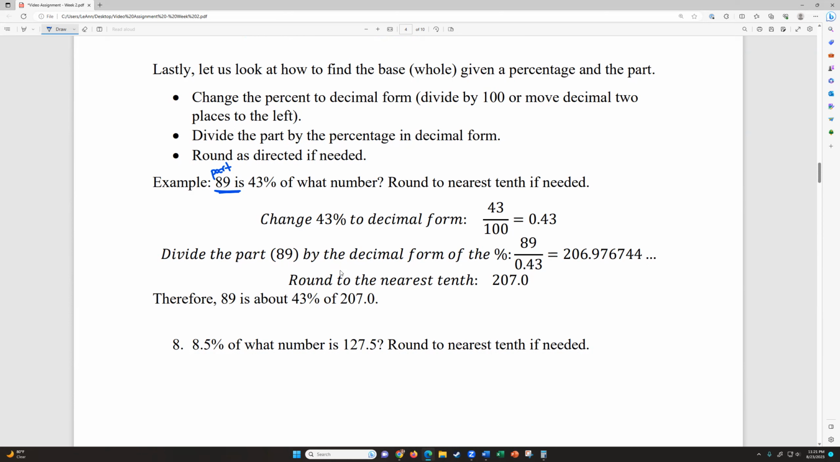So 89 divided by 0.43 is going to be 206.976744, and it kept going. Round to the nearest tenth. So I looked here. The 7 behind it bumps it up, but that would make it a 10. So we have to push that carried over 1 into this next position. So that would be 207.0. So therefore, we can restate this now. We can say 89 is about 43% of 207.